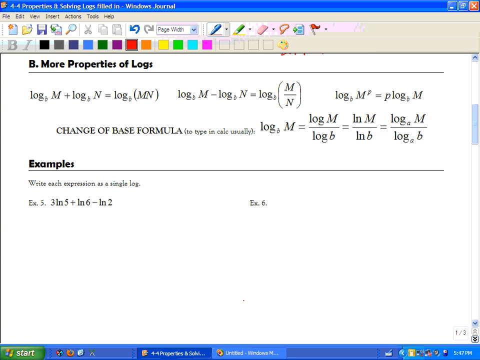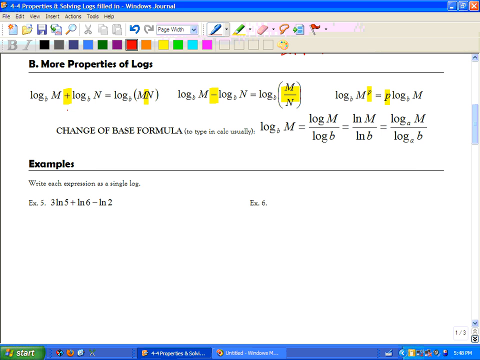The next thing we're going to talk about are more properties of logs. So hopefully, again, you remember these from last year. Anytime you have two logs added together, that turns into multiplication. Anytime you have two logs subtracted, that turns into division. And anytime you have a log to a power, that power gets kicked out in front.